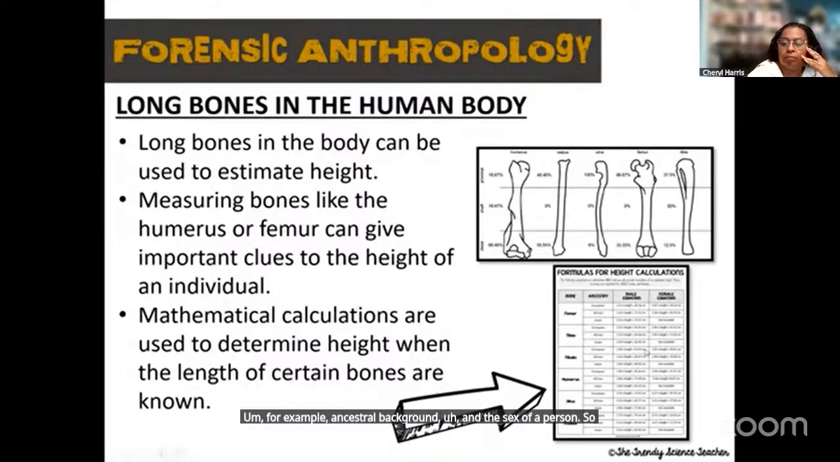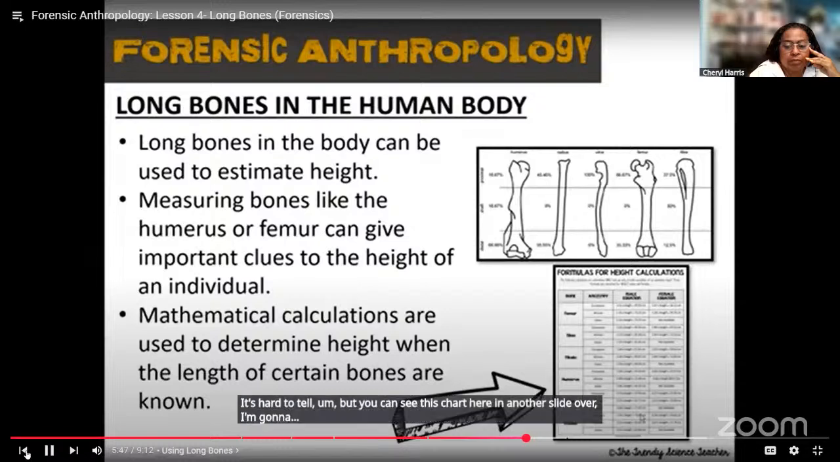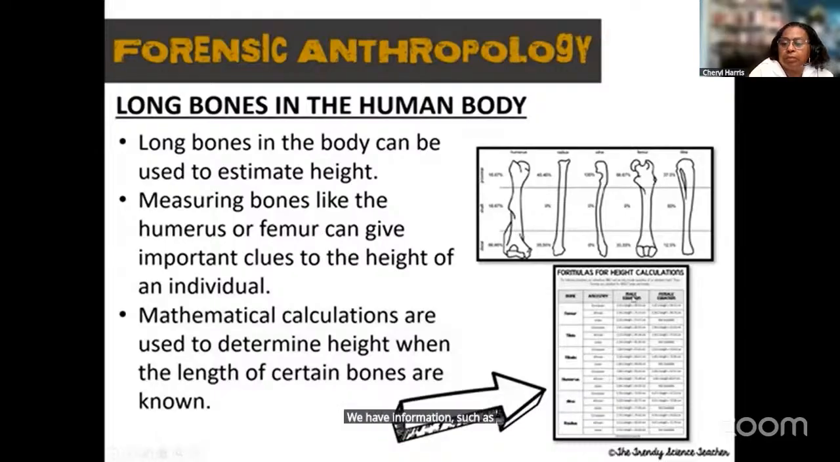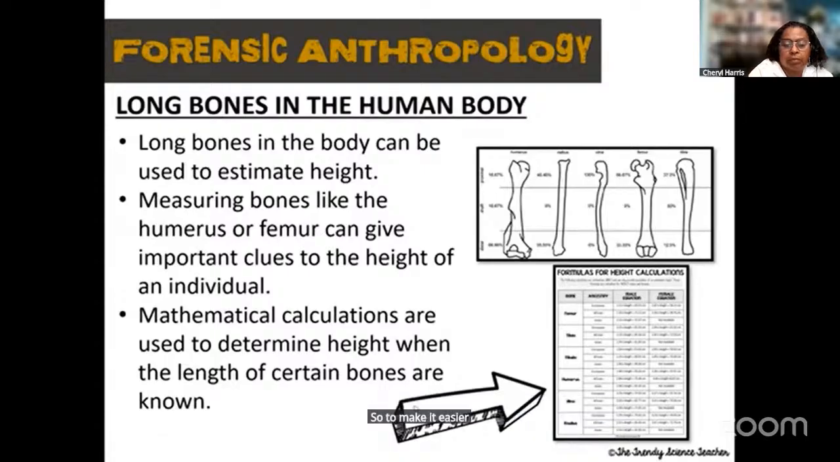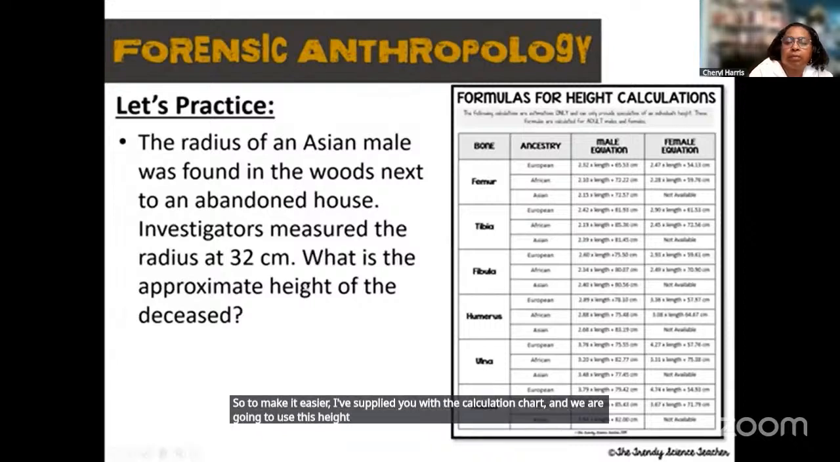So you can see here, it's hard to tell, but you can see this chart here, and in another slide over, I'm going to have this magnified so it'll be easier to see. But I have provided you with this chart. So we have different long bones in the body. We have information such as ancestry, and then we have different equations for male versus female. And so all of that information is going to be helpful when we're trying to determine the height of an individual. So to make it easier, I've supplied you with the height calculation chart, and we are going to use this height calculation chart along with some scenarios to help determine the height of a person.